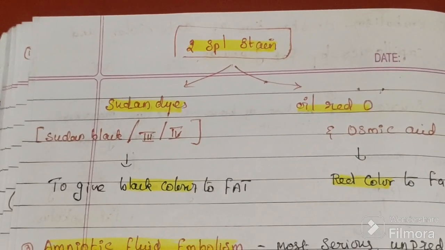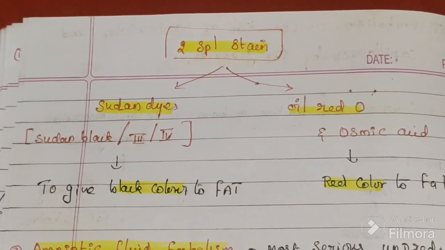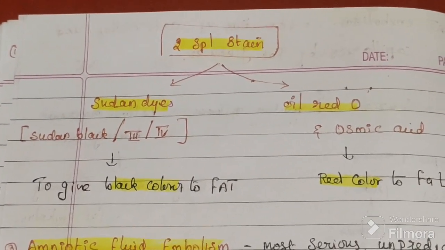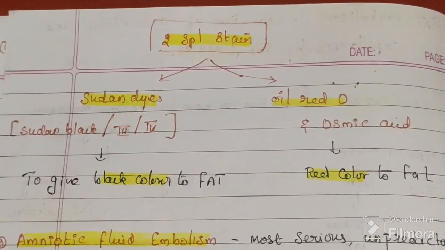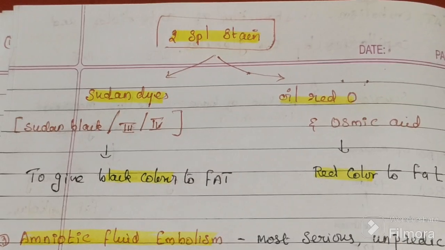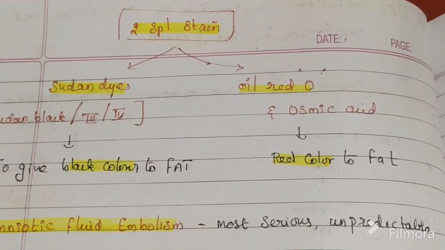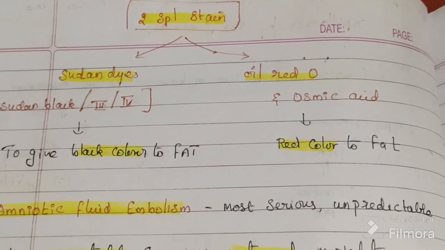So how can we identify fat in blood? By using two special stains, Sudan dye and oil red O. Sudan dye will give a black color to fat. Oil red O will produce a red color to fat.